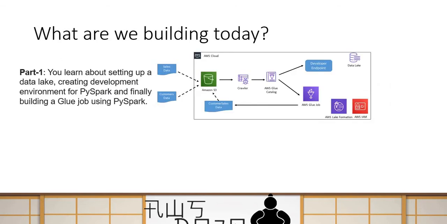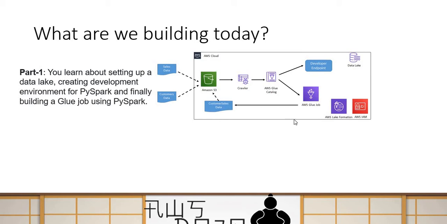So if we see what we are going to build today in part 1, we are going to store data inside S3. Then we will use a crawler to catalog the data. So that creates our data lake.